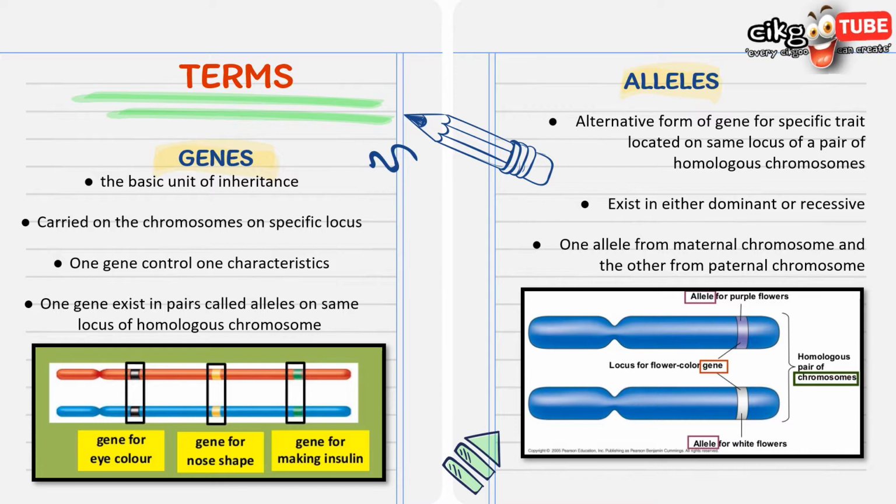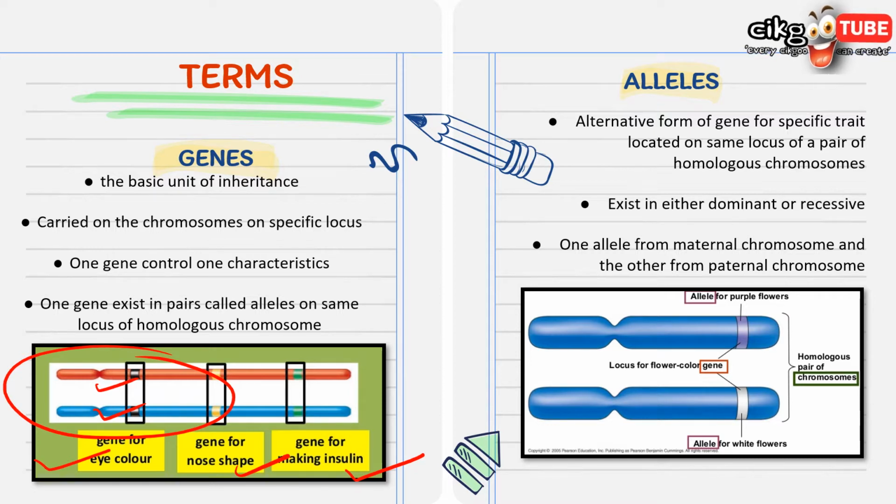Genes and allele. Gene is the basic unit of inheritance, which consists of a DNA segment located on a specific locus of a chromosome. Now, one gene controls a particular characteristic in an organism. For example, we have a gene for eye color, nose shape, or even a gene for making insulin. Now, one gene exists in pairs called alleles. So, one gene has two alleles on the same locus of a pair of homologous chromosomes.